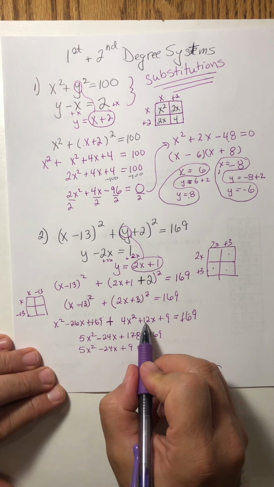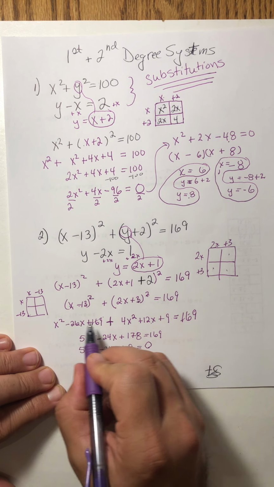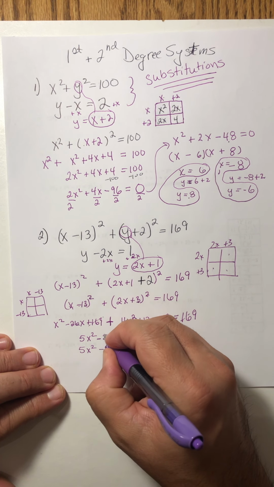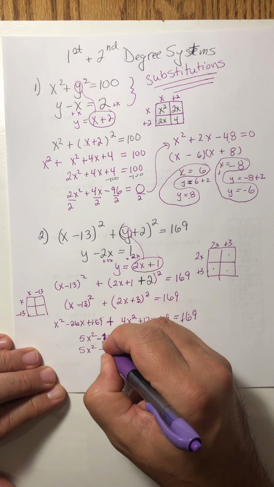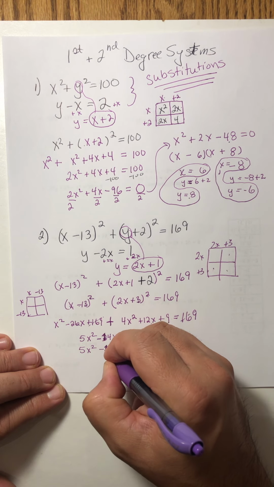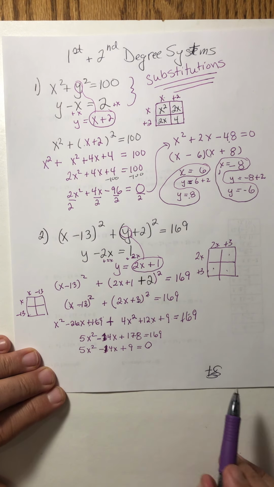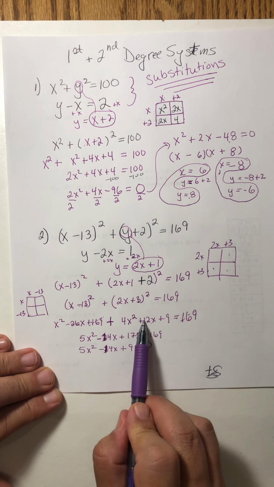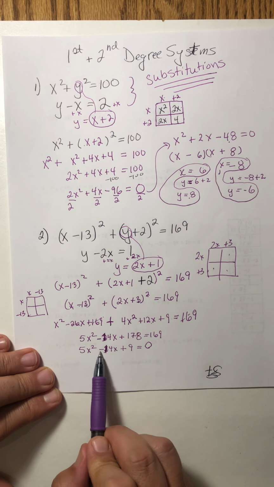Oh, what did I do wrong here? Negative 26 plus 12 is a negative 14. There. Sorry about that, folks. There, fixed my mistake before I went on too far. All right, so there we are, 169, 14. Negative 26 plus 12 is a negative 14. All right, fixed my mistake.